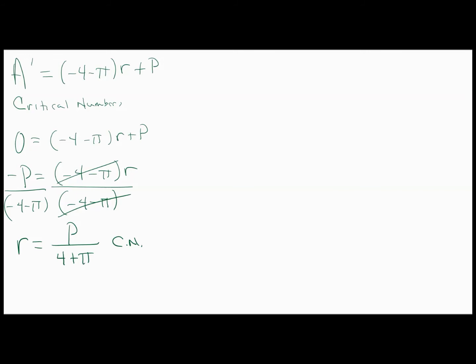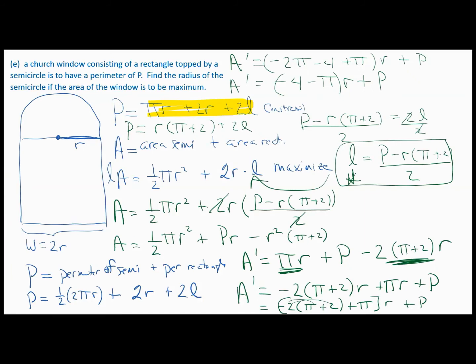So when I plug that into my original area equation, here it is, area equals, I'll write it down, hold on. Now I wrote down our area equation, but I got to thinking when I wrote it down, there's something we need to do. We need to look to see what the problem asks for. So if we go back, notice it says find the radius of the semicircle if the area of the window is to be maximum. It's trying to find the radius.